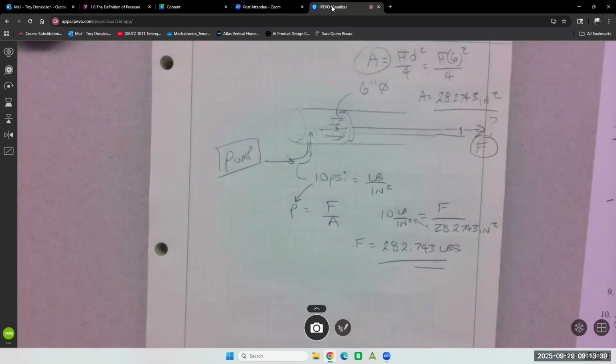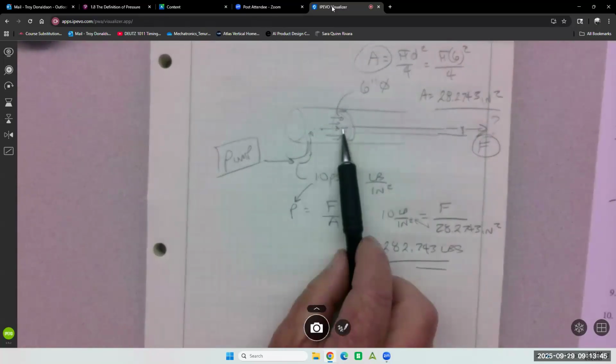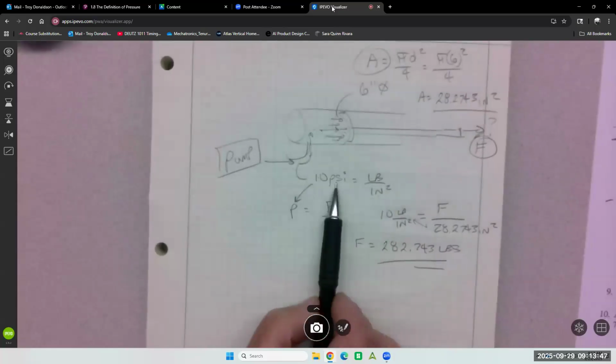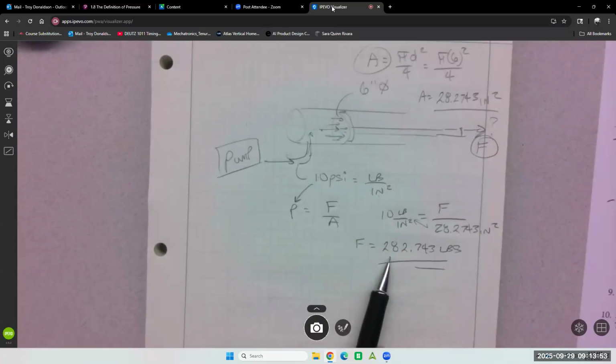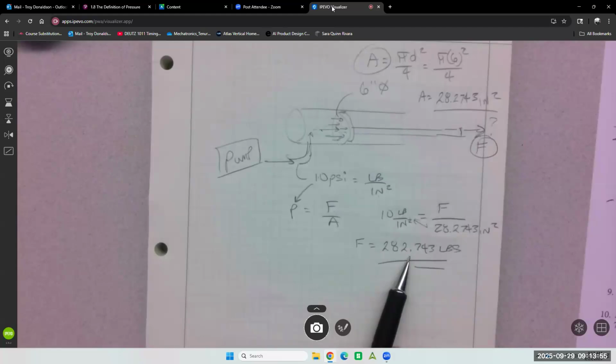Same exact system, and they're using the advantage of this area thing, this surface area. We only had to put 10 psi in there. 10 psi is a small amount of pressure, and we're able to move 282 pounds. It's a huge mechanical advantage. And it's absolutely why we use pressure for so much.